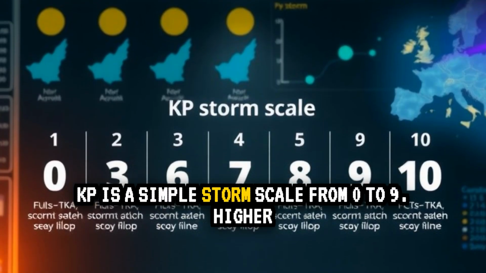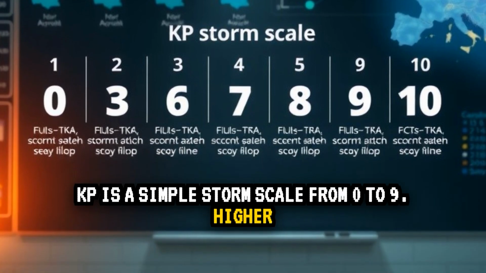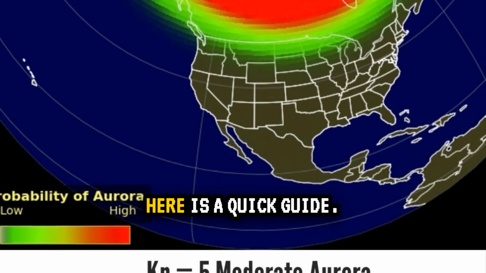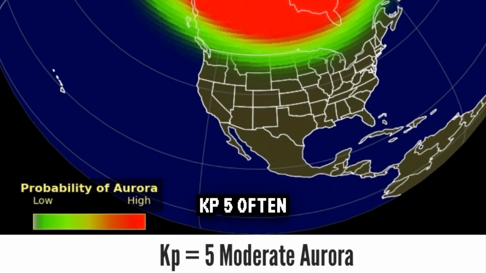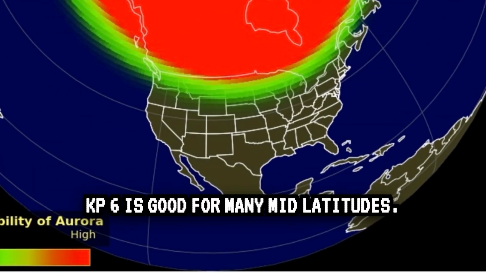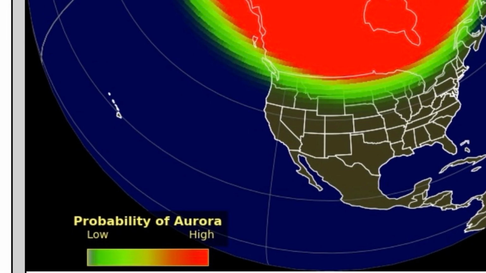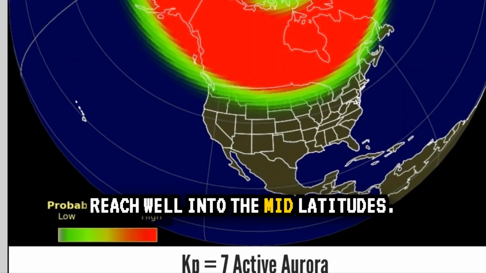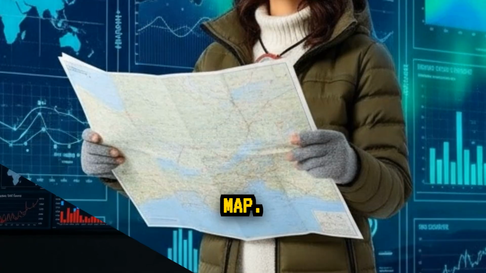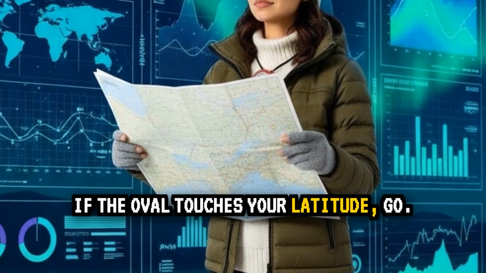KP is a simple storm scale from 0 to 9. Higher means the oval is larger and can reach farther from the poles. Here is a quick guide. KP5 often brings aurora to high and some mid-latitudes. KP6 is good for many mid-latitudes. KP7 can reach well into the mid-latitudes. Use this as a starting point, then check a real-time oval map. If the oval touches your latitude, go.